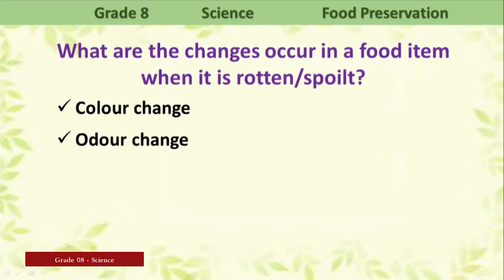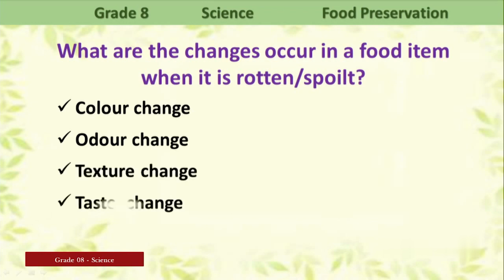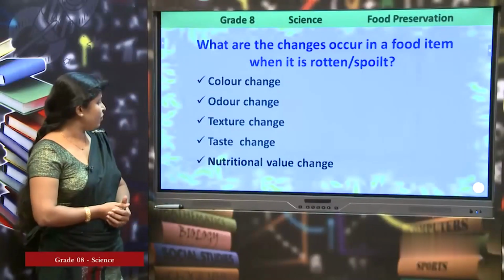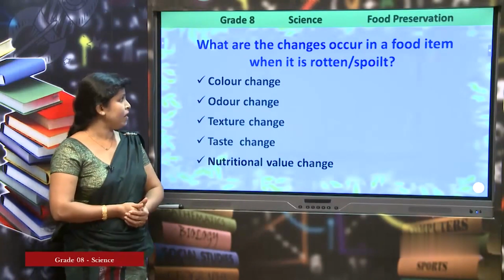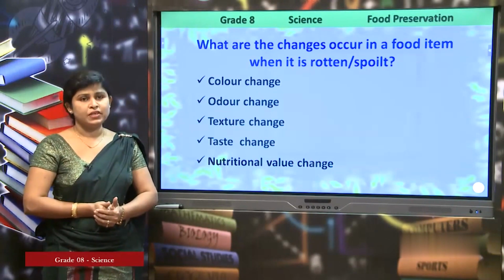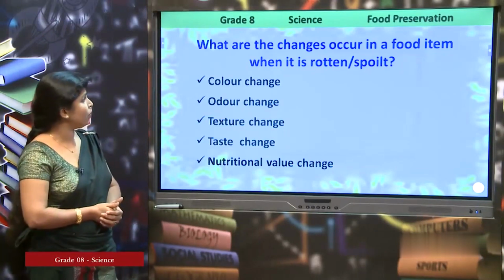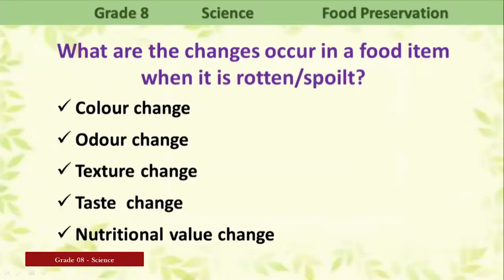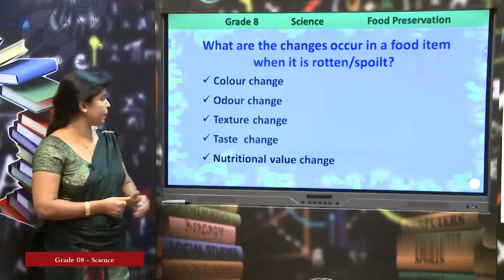Color change, odor change, odor means smell, texture change and taste change. And what can you say about the nutritional value of spoiled food? The nutritional value also changes. Now here are the changes that occur in a food item when it is rotten or spoiled. The color, odor, texture, taste and the nutritional value are changed.